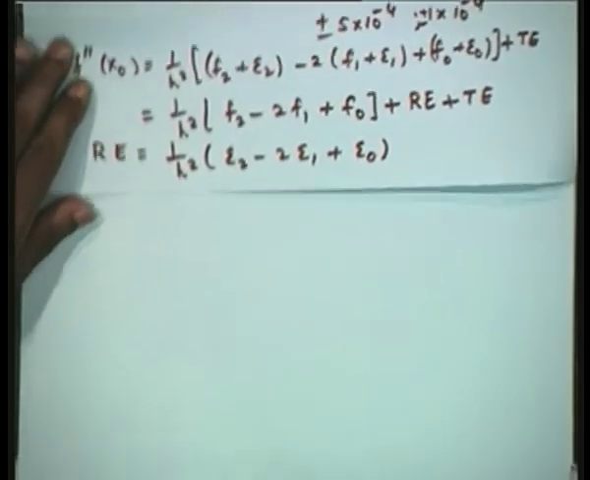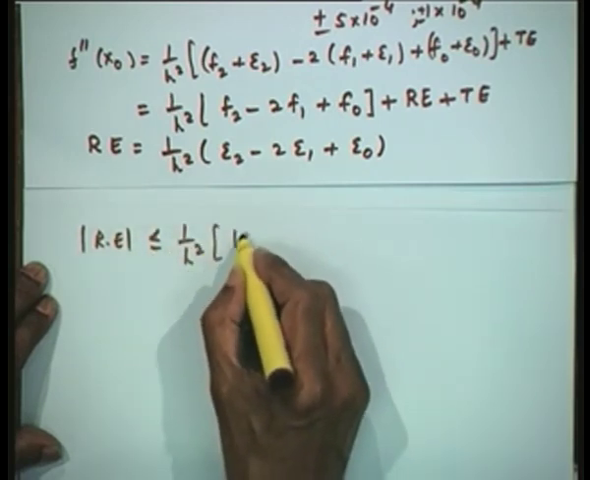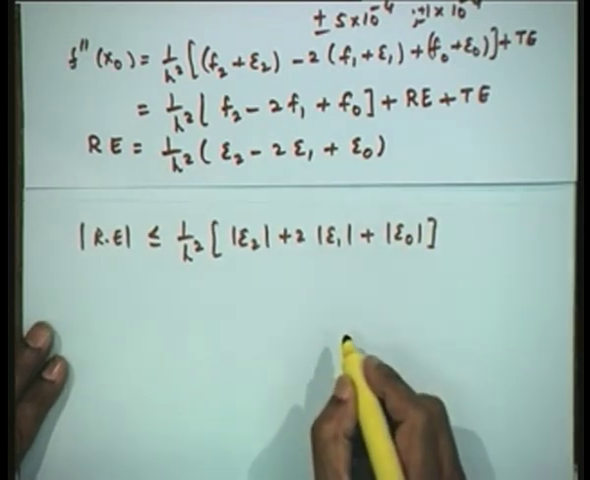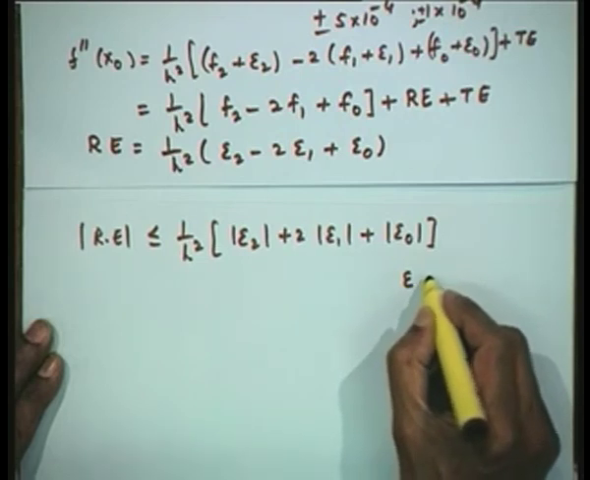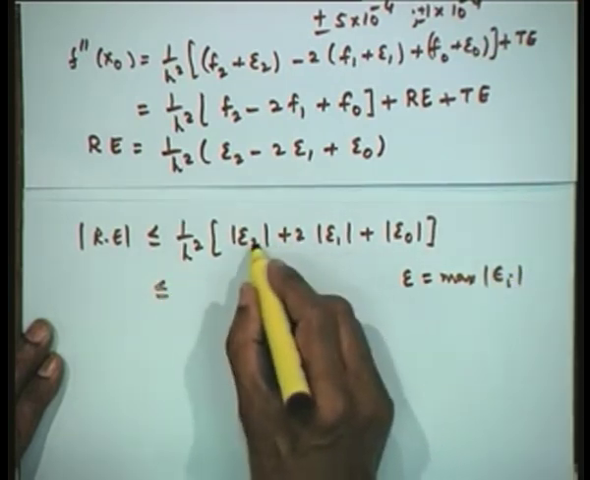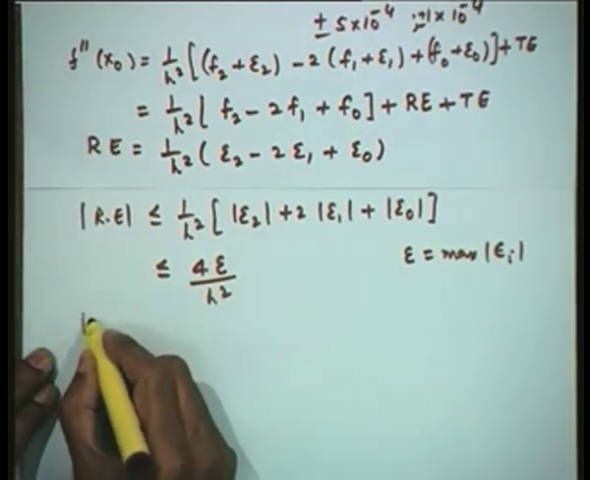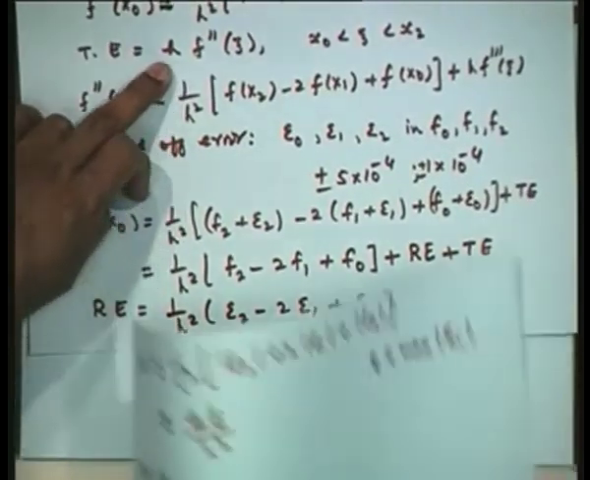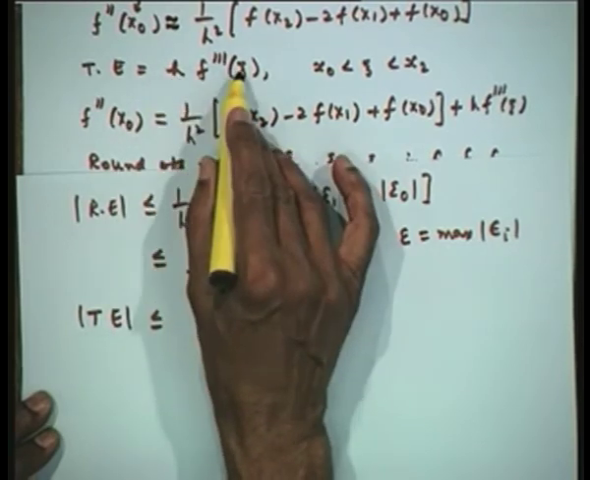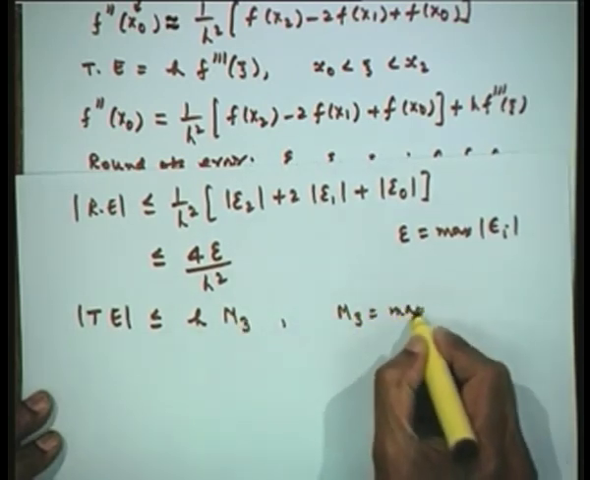Now, let us find out the magnitude of this round off error. The magnitude of this round off error is less than or equal to 1 upon h square times (magnitude of epsilon 2, plus twice magnitude of epsilon 1, plus magnitude of epsilon 0). If you call epsilon the largest of all these, I can simply write this as 4 times epsilon by h square. And what is the magnitude of truncation error? I think I had written it wrong, it is f triple dash. This truncation error is h f triple dash xi, therefore, this will be at most h into M3, where M3 is the maximum of f triple dash of x.